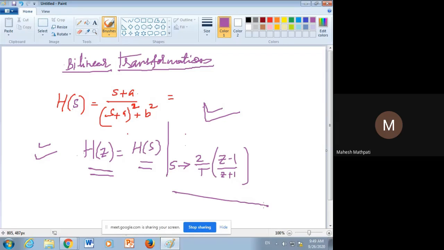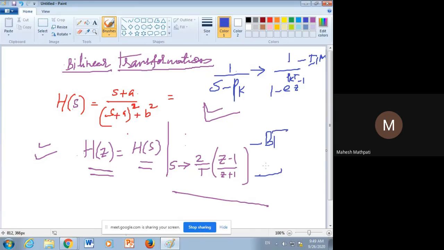And in the case of impulse invariant method, the transformation used to convert an analog system to the digital system, or the z domain, is 1 divided by s minus pk, which is written as 1 divided by 1 minus e power pk T z inverse. So this is for impulse invariant method and this is for bilinear transformation method. So this is the difference between these two. Clear?